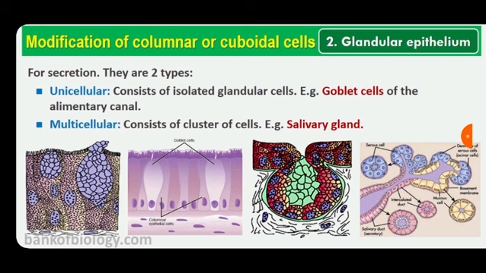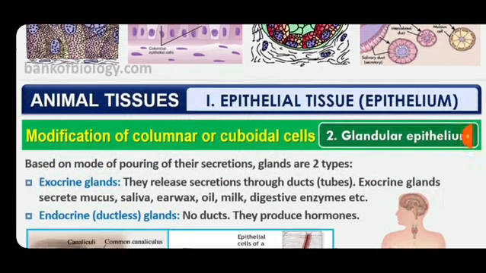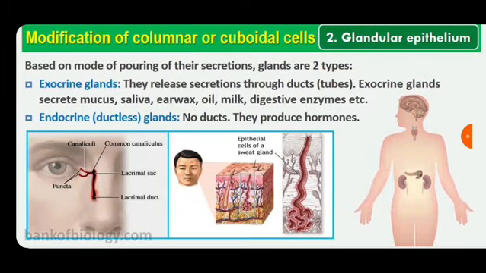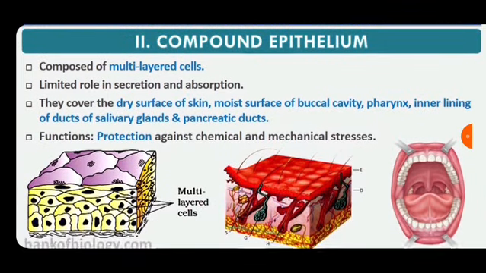The glandular epithelial tissue has two types: unicellular, consisting of isolated glandular cells, for example the goblet cell, which is located in the alimentary canal; and multicellular, consisting of a group of cells, as in the salivary gland. Based on how the secretion of the glands is poured out, there are exocrine and endocrine glands, which show the presence of glandular epithelial tissues.